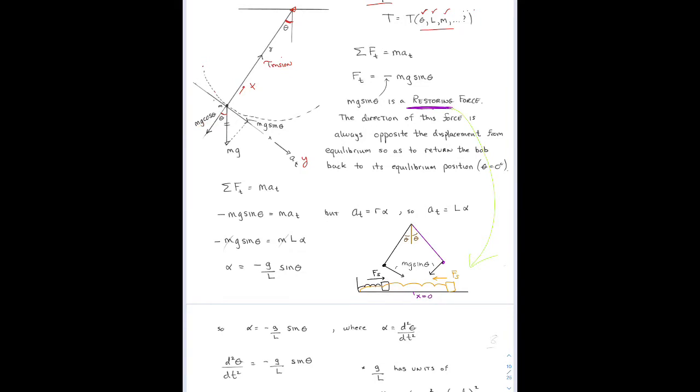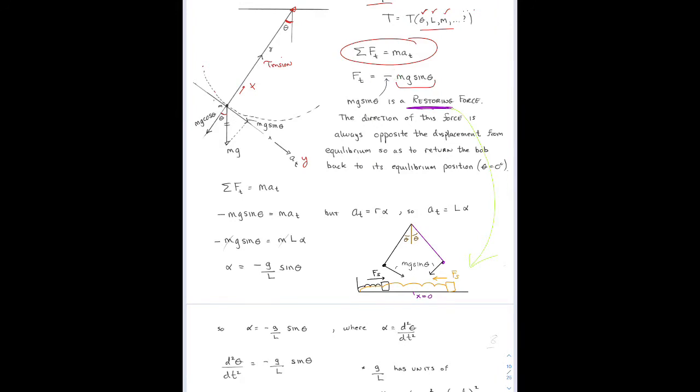So I'm going to write down Newton's second law in, I called it the y direction, so it's the tangential direction. I need to look at the tangential force. So the tangential force is mg sine theta. But I have to add the minus sign. Why do we need the minus sign?